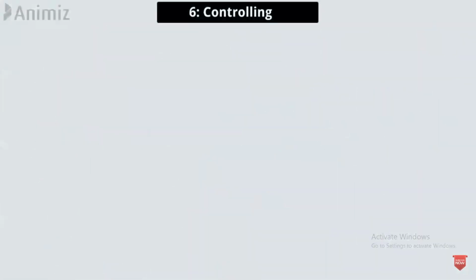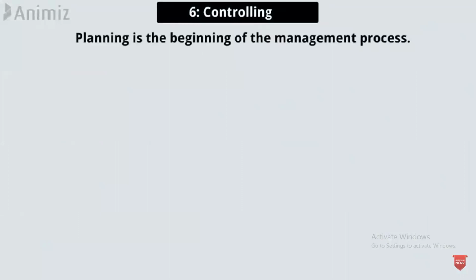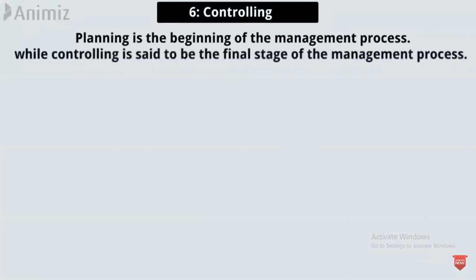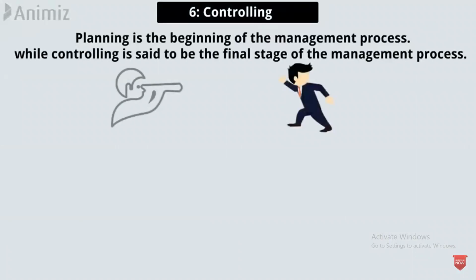Sub-functions of coordination are: clear explanation of authority-responsibility relations, unity of command, unity of direction, and effective communication. The last function in the management process is controlling. Planning is the beginning of the management process, while controlling is said to be the final stage of the management process. If planning is looking forward, controlling is looking backwards.